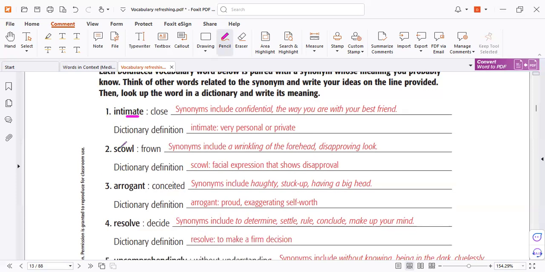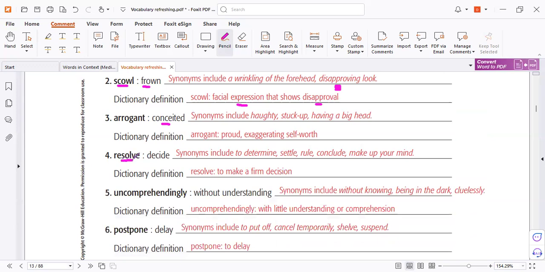Here, scowl has the same sound as frown. So we need to be careful whether it's the same word or not. But when I say scowl, it's related to the word cow. If I say someone scowls at me, he just looks angry, he doesn't like me. His expression says that he's not good. So disapproving, disagreement. Arrogant is a common word, means stuck up.